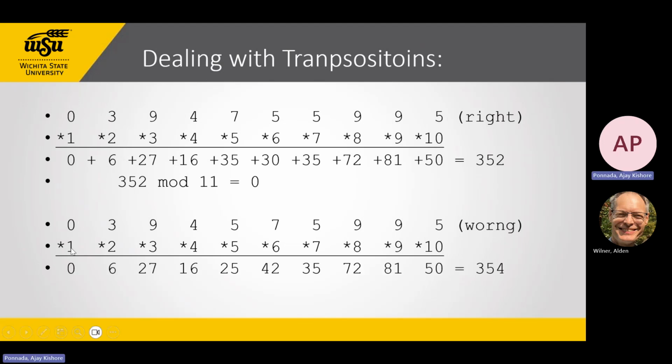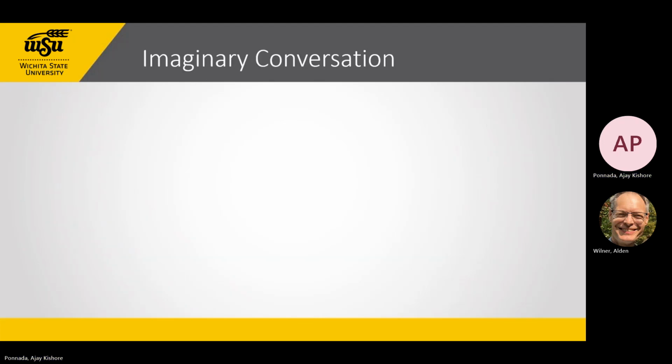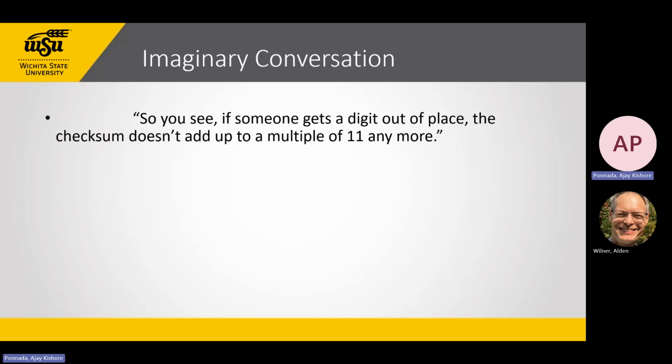So 0 times 1, 3 times 2, 9 times 3, and so on. We get 354. So 354 mod 11 is 2. So we know something was wrong in the ISBN number, because it's not adding up to an exact multiple, or exact division, of 11. So we know something is mistyped in the digits. So, imaginary conversation. You see, if someone gets a digit out of place, the checksum doesn't add up to a multiple of 11.